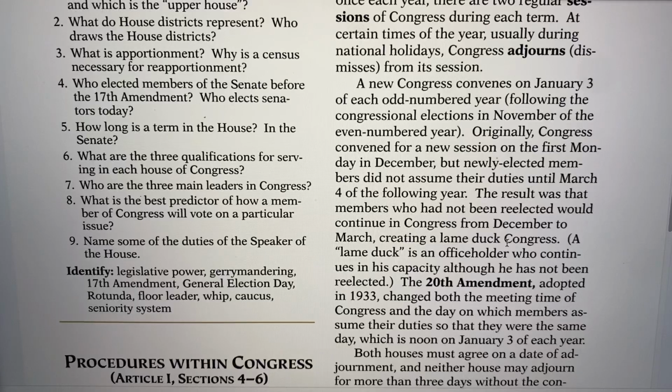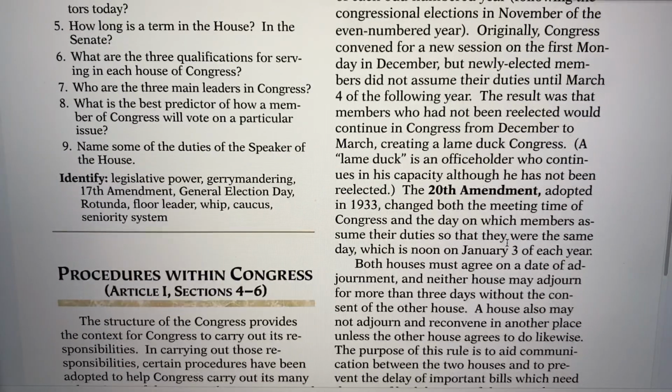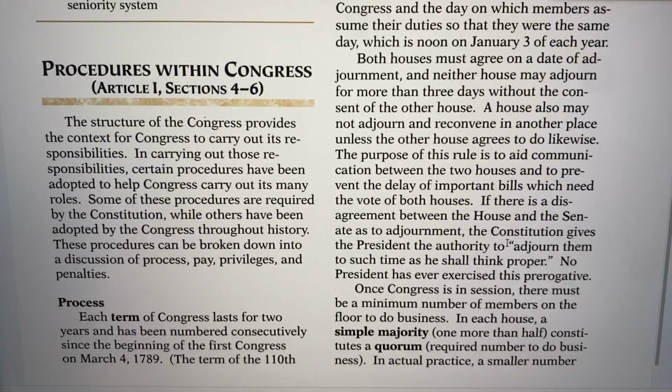Both houses must agree on the date of adjournment, and neither can adjourn for more than 3 days without the other house's consent. Like if the House of Representatives says we're going to adjourn for a week, they can't do that unless it's okay with the other house. They can't just adjourn and reconvene whenever they want to.